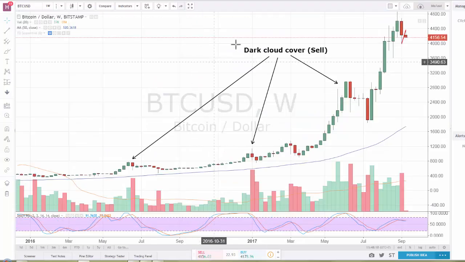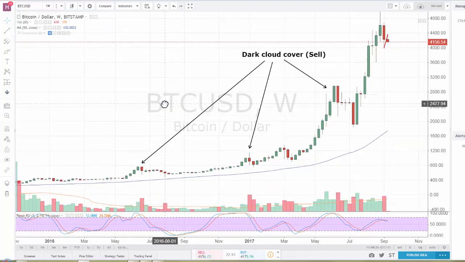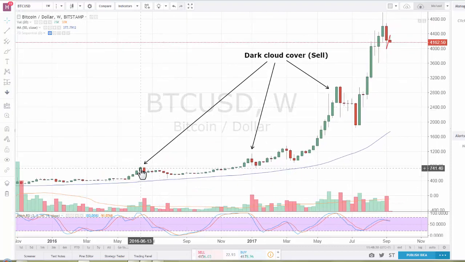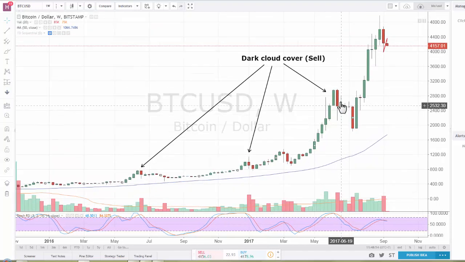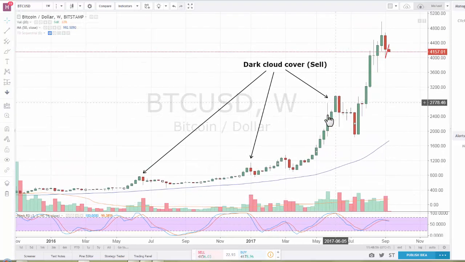The next candle pattern is called dark cloud cover, and it's a bearish signal to sell. We see this a lot, not only in crypto but in every chart. When we get a long green candle after an uptrend, and then we get a red candle whose body is about the same size as the previous green candle, that is a trend reversal signal where you should be selling. We see this here in these two, here in these two, and here in these two. It happens right before the trend reverses.